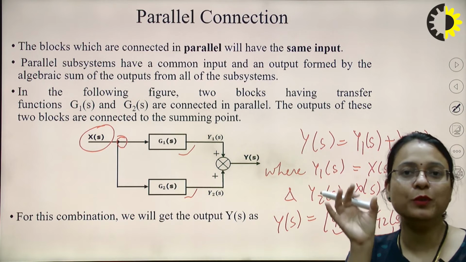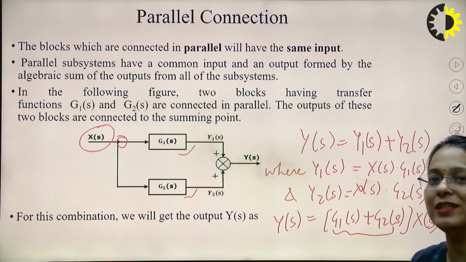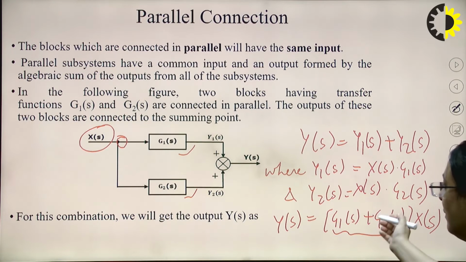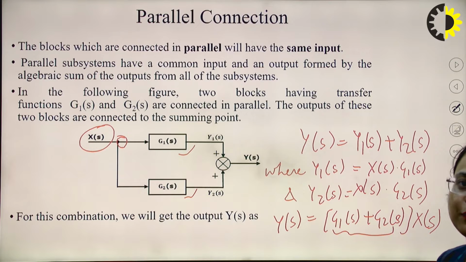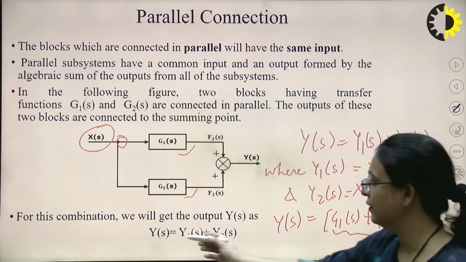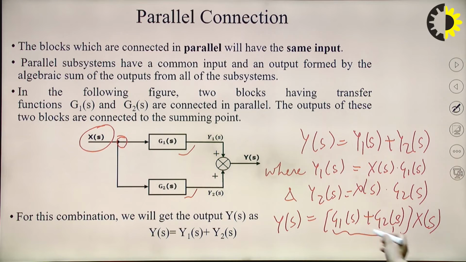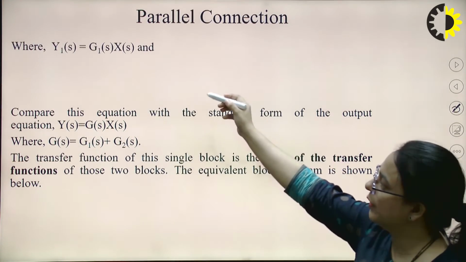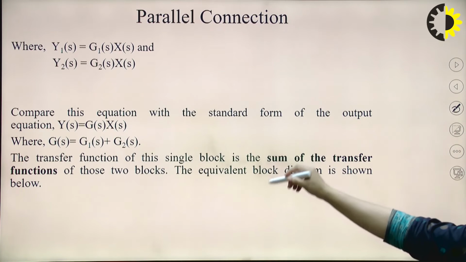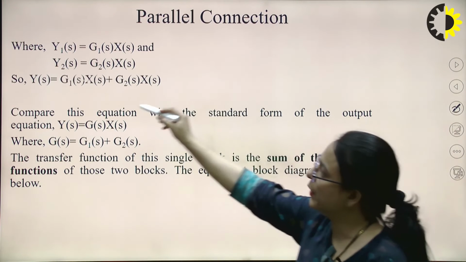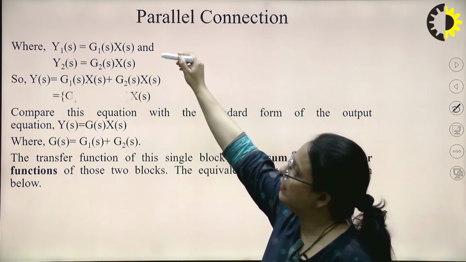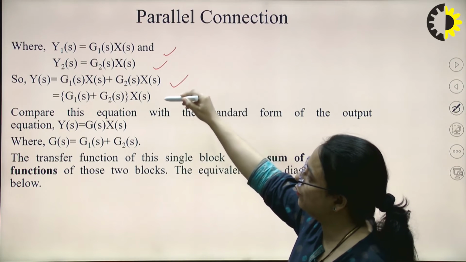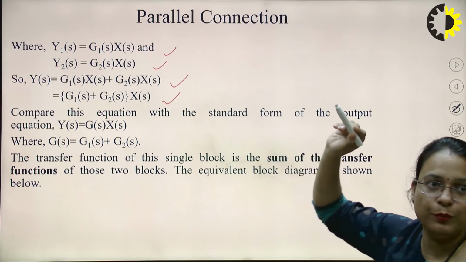Two blocks, output will be the addition of the blocks which are connected in parallel. And these blocks are basically the transfer functions of the blocks. So here you can see, we can represent Y(s) equal to this, and we can represent it with a single block. I have shown that this is Y(s), Y1(s) is this, Y2(s) is this, then Y(s) comes to be this, and then finally it is coming out like this.